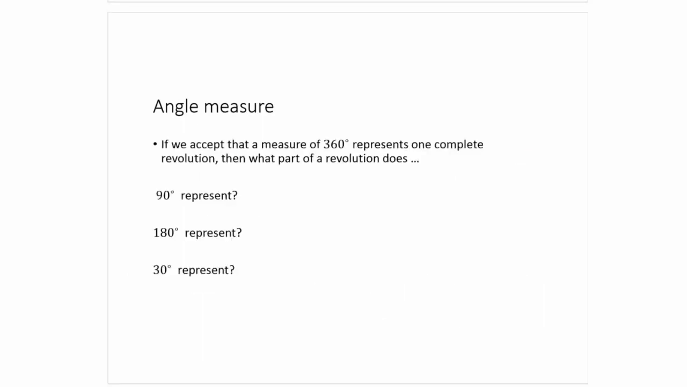Alright, so let's work on that concept of the degree a little further. If we accept that a measure of 360 degrees represents one complete revolution, then what part of a revolution does 90 degrees represent? Well, 90 degrees is what part of 360? We can just write a fraction, 90 degrees out of 360 degrees, and we reduce the fraction using what we learned in pre-algebra. 90 over 360 is 1/4 of a revolution.